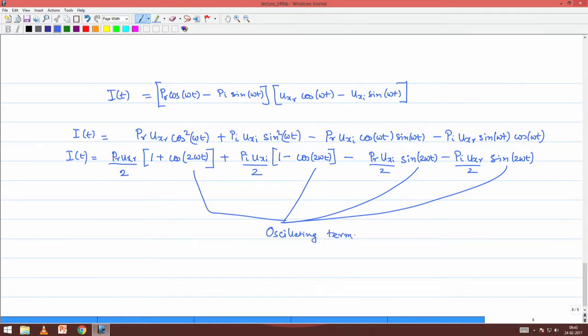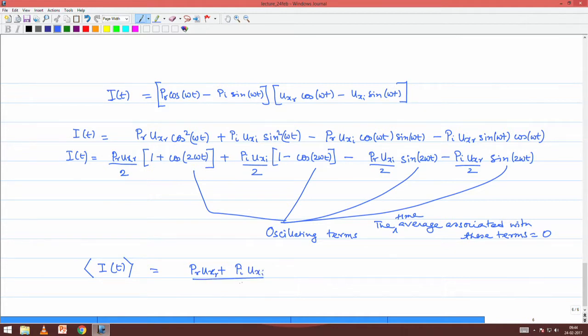The average associated with these terms will be 0, or the time average associated with these terms is plain and simple 0, right. So, what is the average of this instantaneous intensity? It is going to be P r u x r plus P I u x I divided by 2.